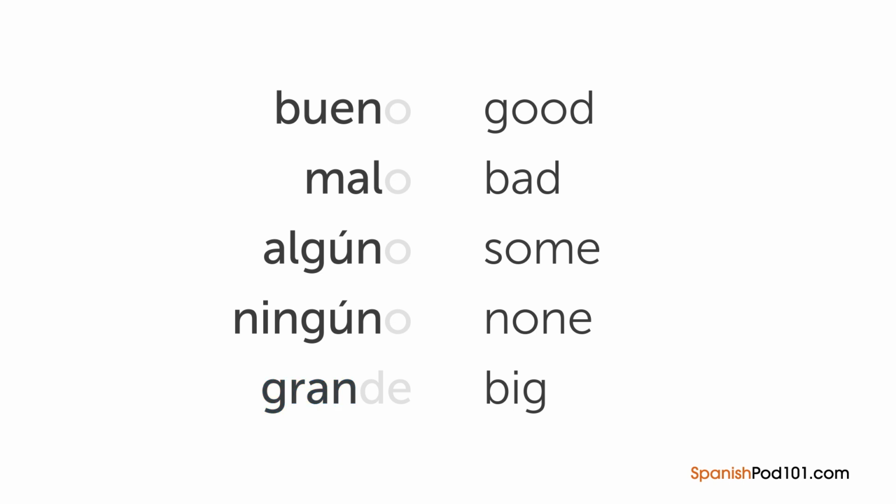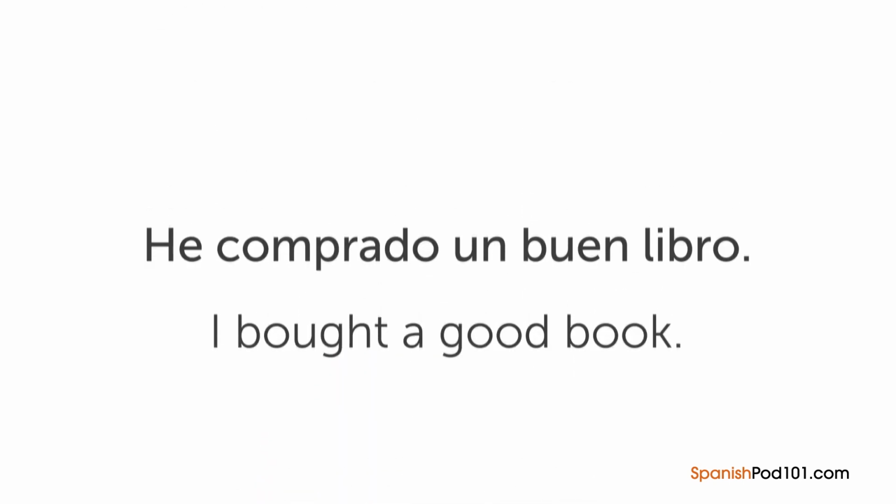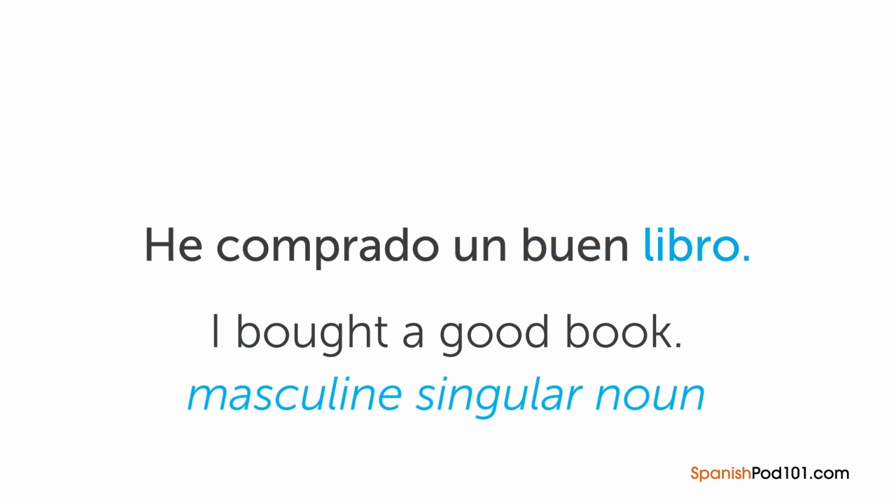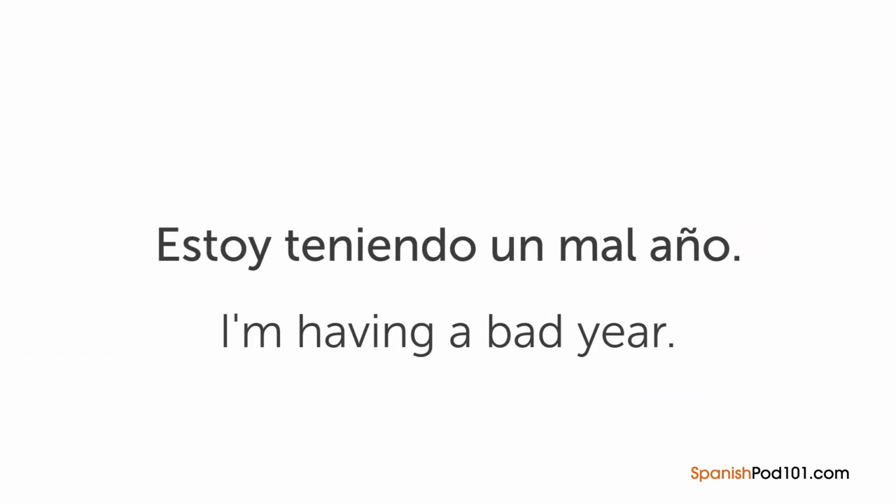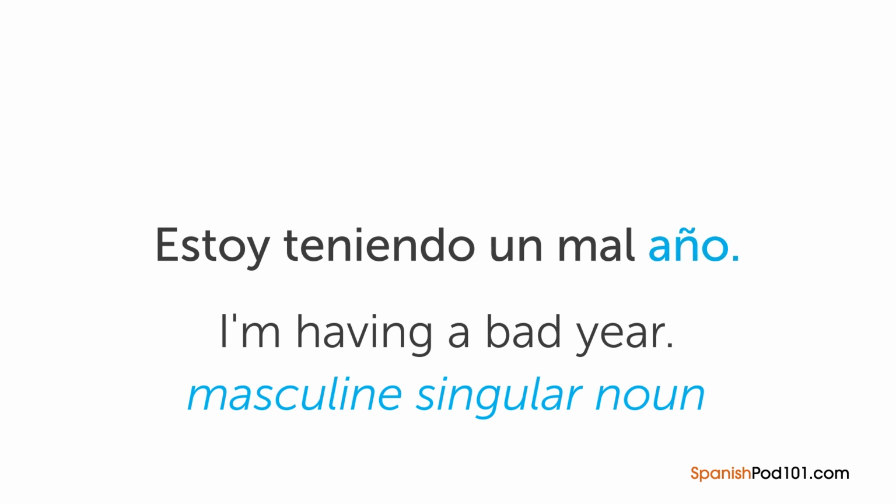Let's go through some examples so you can learn how to use the shortened forms of these Spanish adjectives. First up, he comprado un buen libro. I bought a good book. In this sentence, the word bueno, meaning good, gets shortened to buen because it was placed before the masculine singular noun libro, meaning book. Another example would be: estoy teniendo un mal año, meaning I'm having a bad year. Again, in this sentence, the word malo, bad, becomes mal because it's placed before the masculine singular noun año, meaning year.